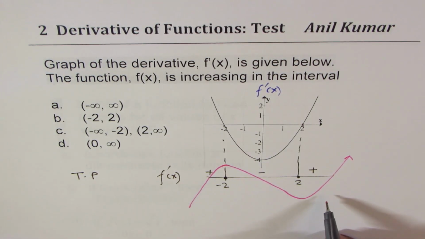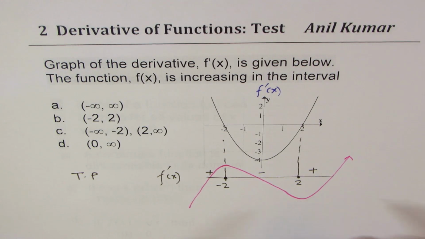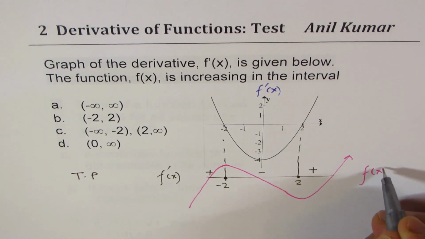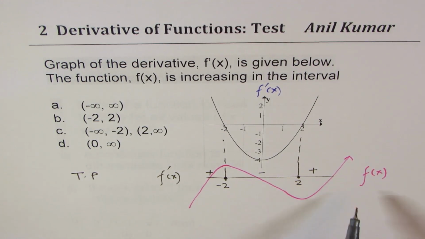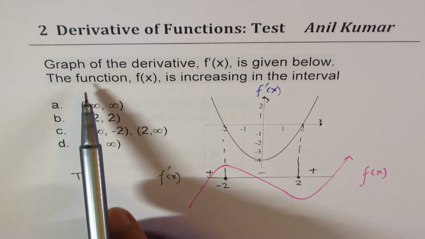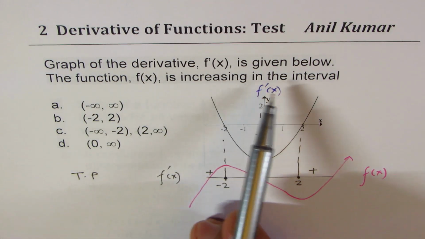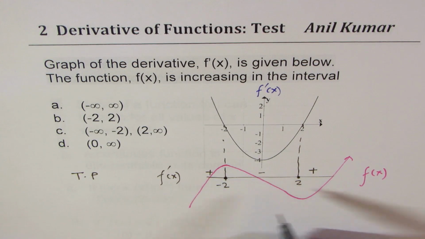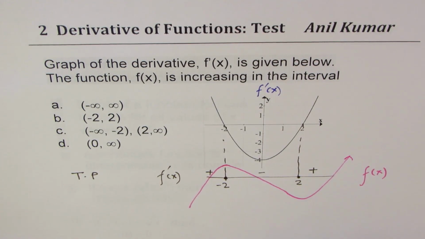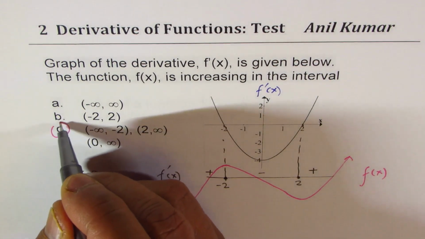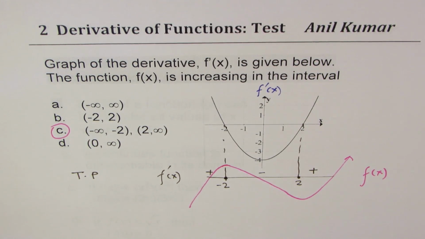So now you have a clear idea of the function itself. So this is how the function is going to look like. It's easy to answer it now. The function f of x is increasing in the interval. So these are the two intervals when it is increasing. That is to say, minus infinity to minus 2 and 2 to infinity. So I hope this concept is clear.